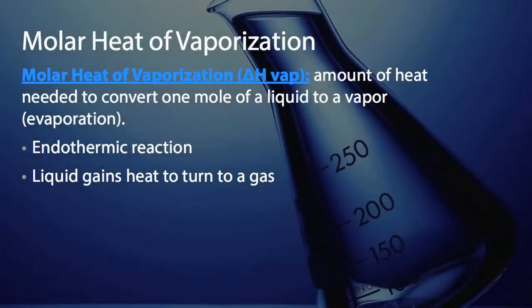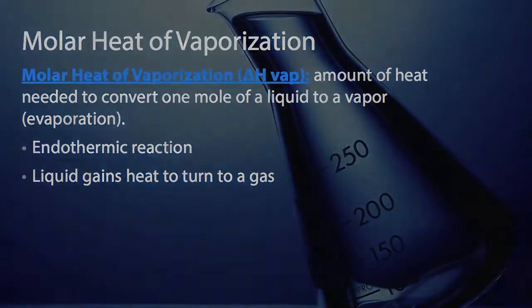The molar heat of vaporization is the amount of heat needed in order for a mole of a liquid to change to a gas, or evaporate. When a liquid substance vaporizes, the liquid absorbs heat from its surroundings and changes to a gas, making this an endothermic reaction.